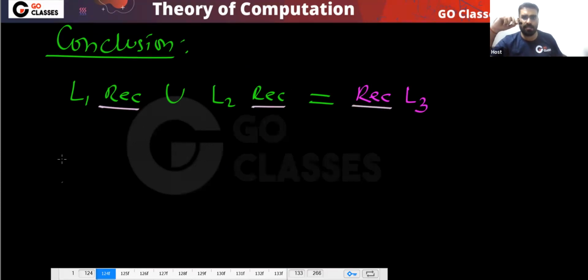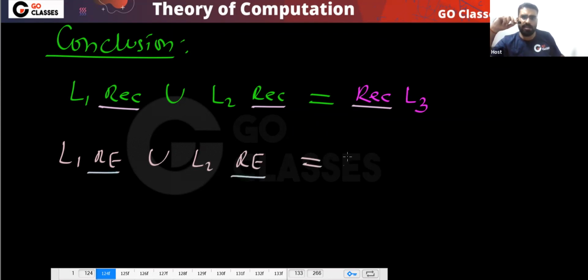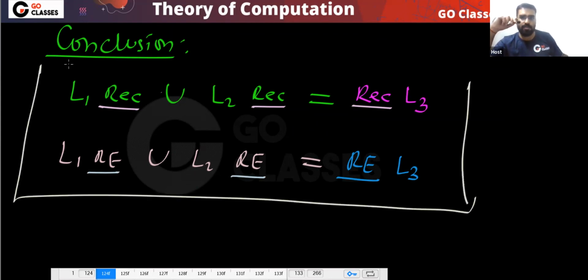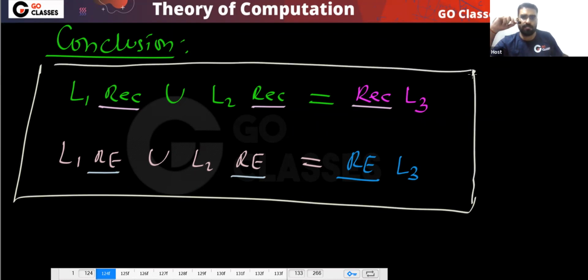Is this clear? Similarly, if L1 is RE and L2 is RE, then their union also will be RE. So union of RE will be RE. So this is the proof we have seen. You don't have to memorize it by heart. Basically, this is the conclusion. Okay.